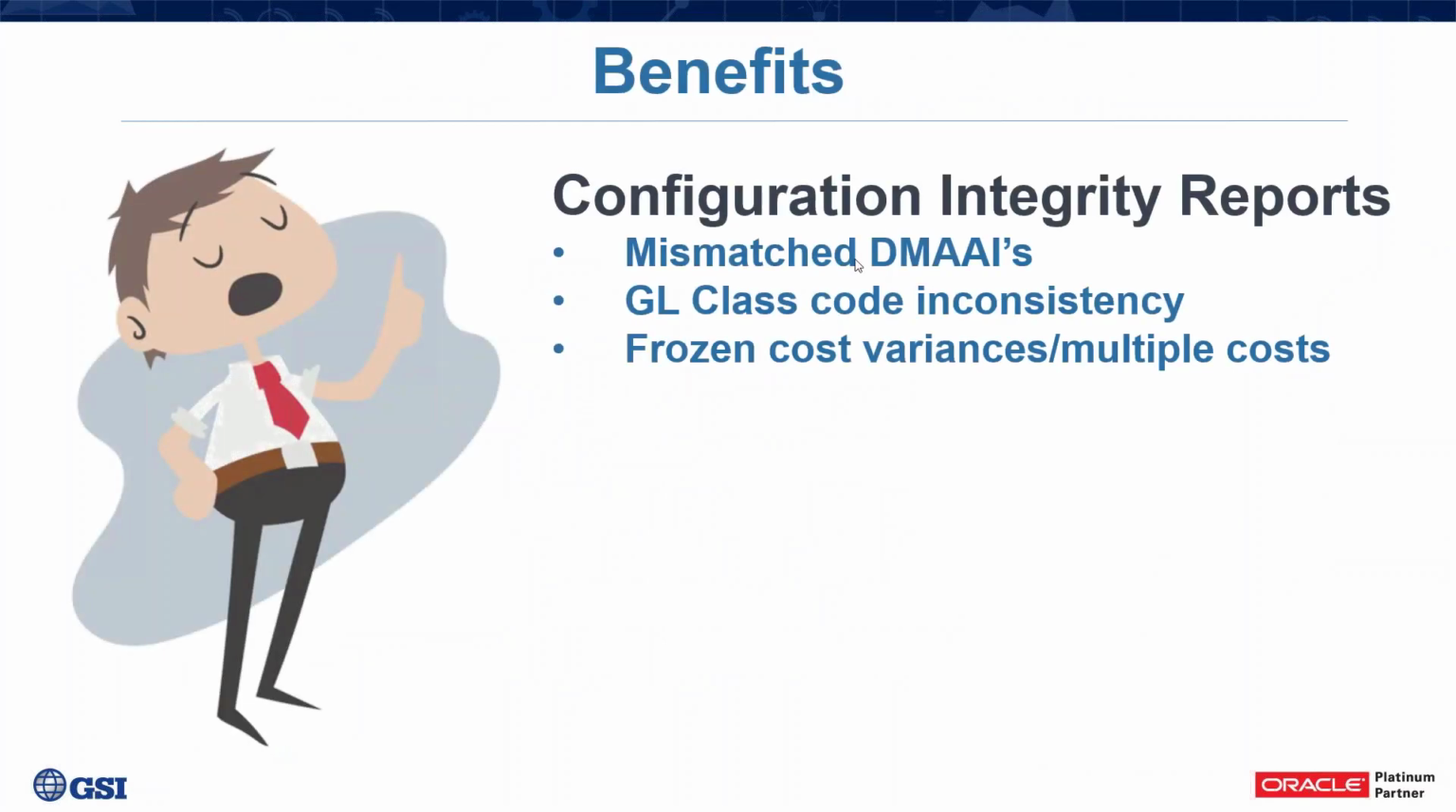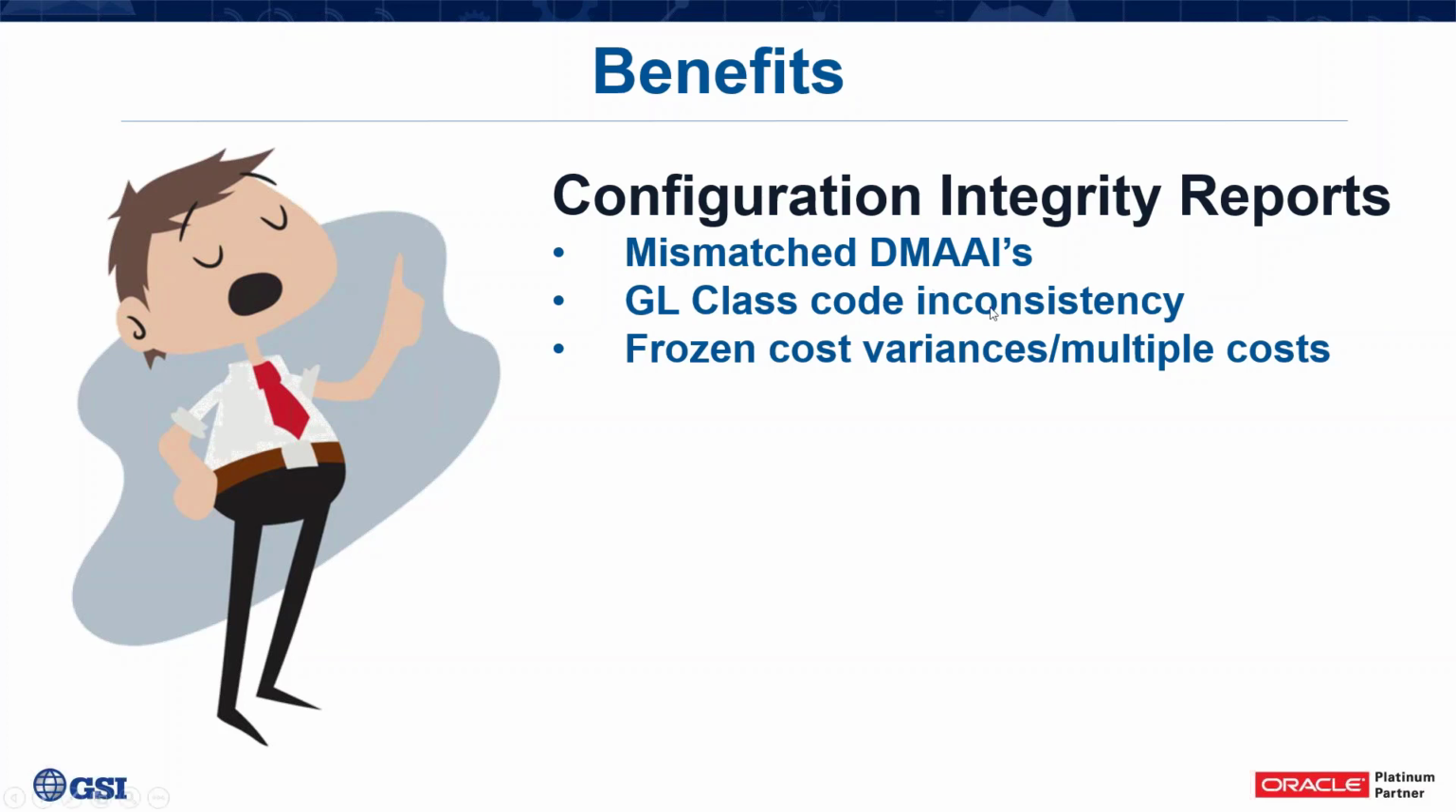Okay. So the benefits of using the product is we have configuration integrity reports built in. We'll tell you about those DMAAIs that are mismatched. And if you're using the wildcard zeros and all those asterisks, it won't really matter because we create a full set of DMAAIs based on those entries.